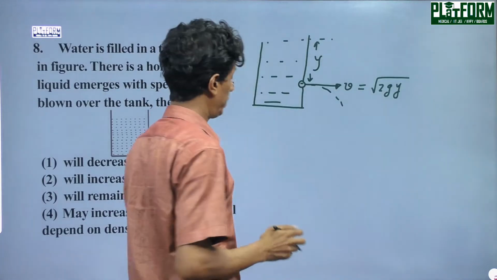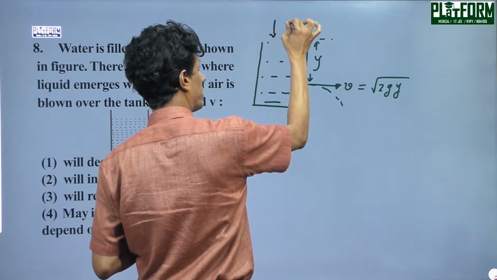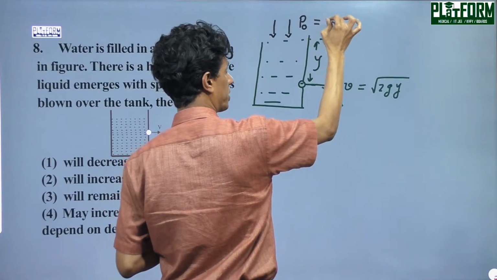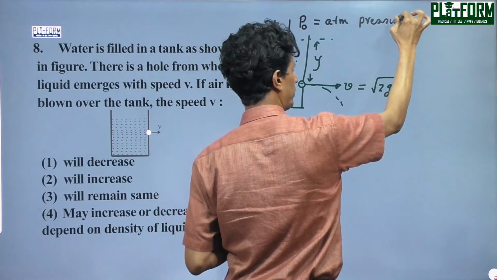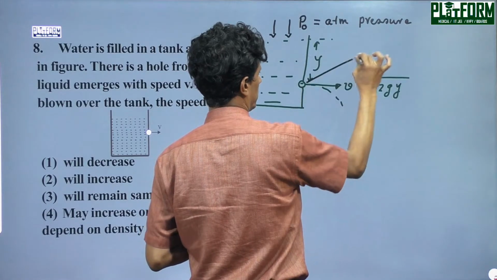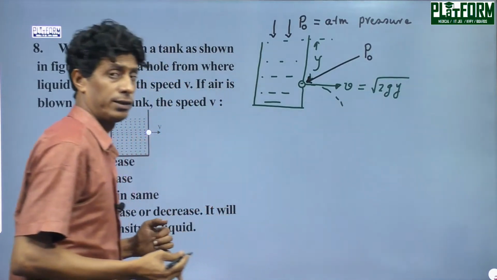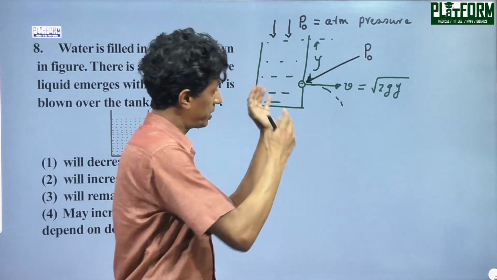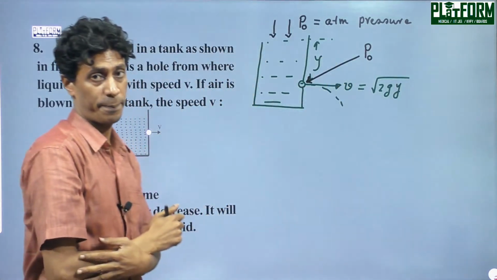Here one consideration: the pressure over the liquid surface is P naught, that is atmospheric pressure. And the pressure at a point on the orifice where the liquid just comes out of the orifice is also P naught. Here also the pressure is atmospheric pressure.